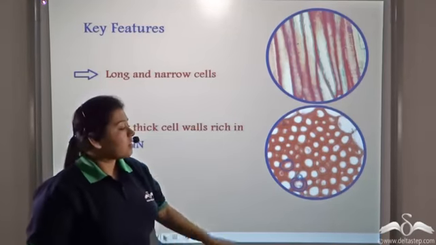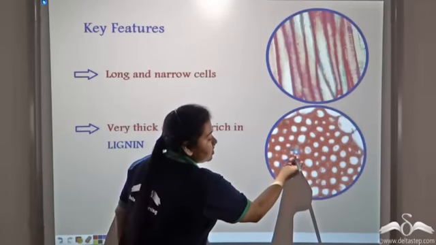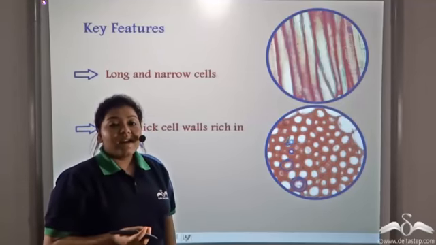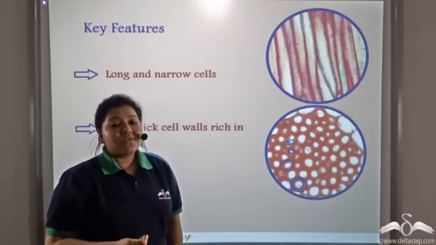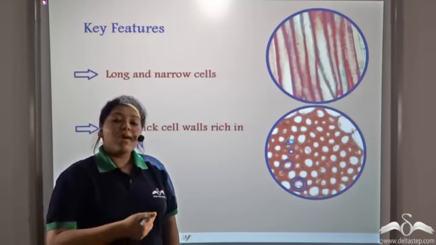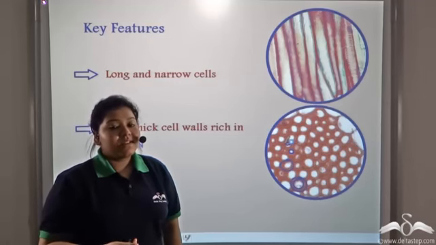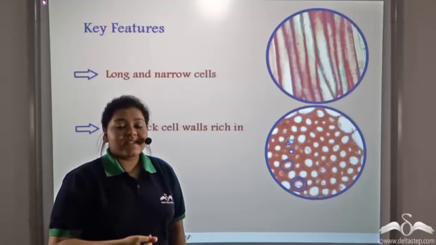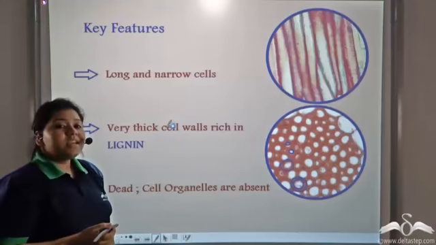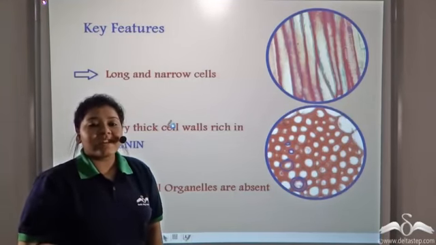Now notice one thing, since these have very thick cell walls, the space inside the cell becomes very narrow and very small. That indicates the lack of cellular organelles. If there are no cellular organelles, then all the functions that are performed by these organelles are not going to happen. So that indicates a dead cell. So these cells that are present in the trunk of a tree are all dead cells because of the lack of cellular organelles.